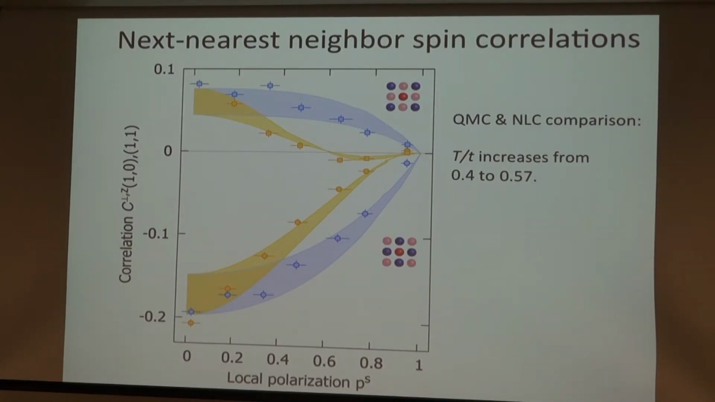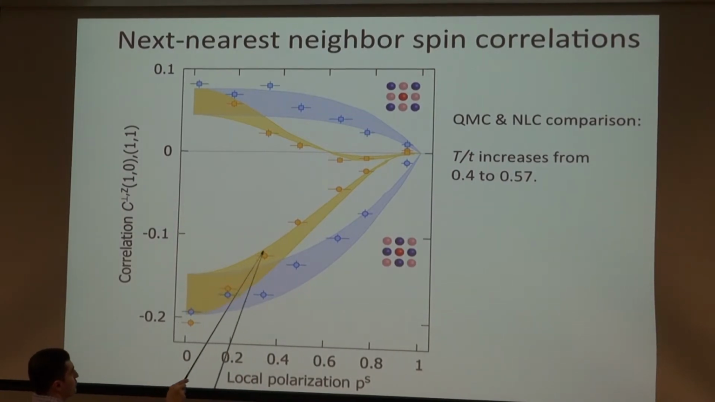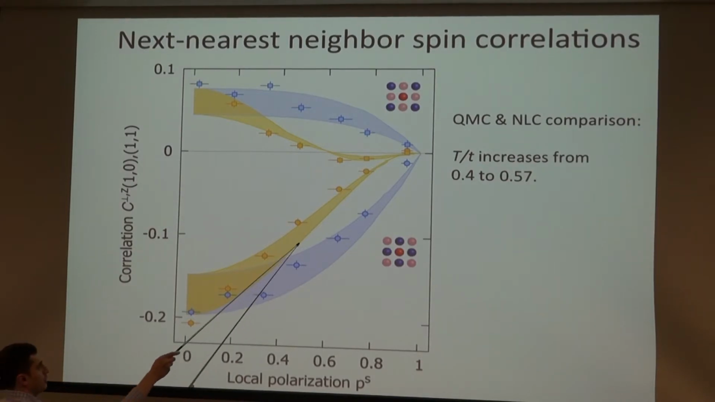Okay, so I'm still not clear. What are the points versus the lines? The points are the data. This is a curve that would be a constant temperature of 0.4. This is a curve that would be a constant temperature of 0.57. And the points are assuming a temperature? No, the points are just measured spin correlations. Here, the theory assumes a temperature. Okay, I see. So that's the Monte Carlo. Yeah, the lines are the Monte Carlo, and the points are the data.